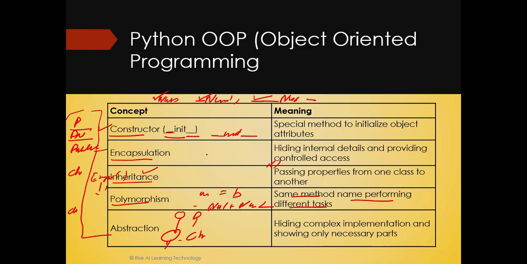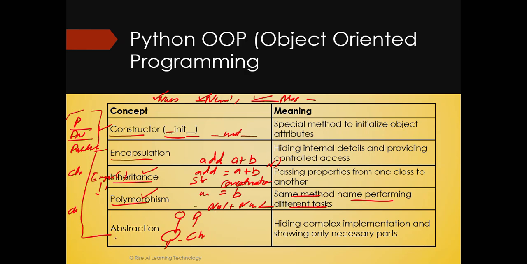If we talk about one add method, if it is used for integers, what will it do? It will do the addition of these two variables. But if add is used in terms of strings, what is it doing? It is doing the concatenation of the strings. So that is the concept of polymorphism: the same method name performing different tasks.